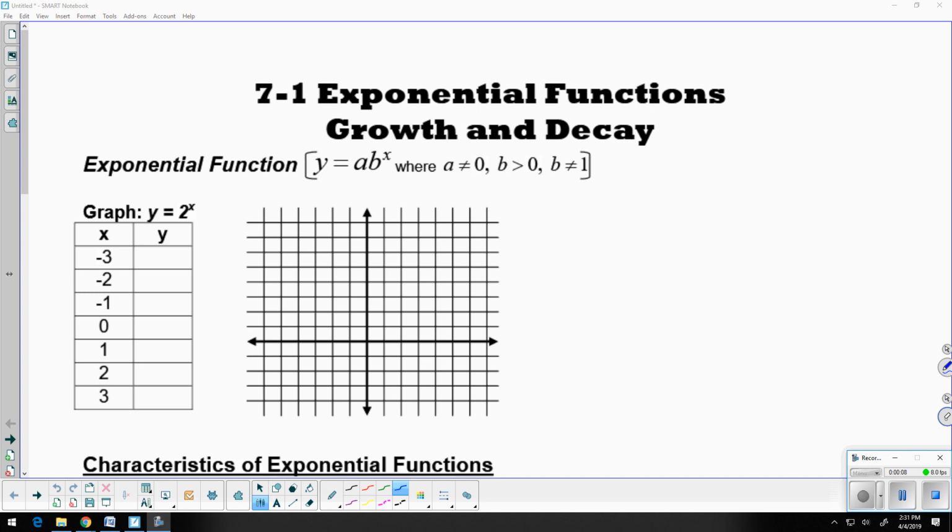So our first section, as you see, it says 7-1. It's titled exponential functions, so we're focusing on growth and decay. All right, so starting with the basics, how do we graph an exponential?